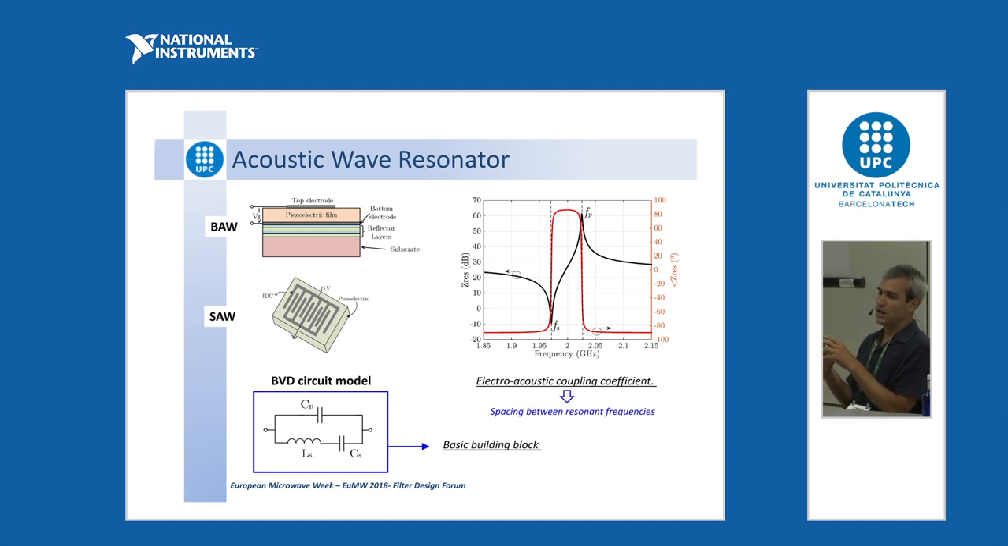So if we want to build any filter response, we either need to find materials where this electroacoustic coupling can be controlled or changed, or on the other hand, we need to find topologies where the filter response does not depend on the electroacoustic coupling coefficient, right? And that's the topology that we will present at the very end of the presentation, right?